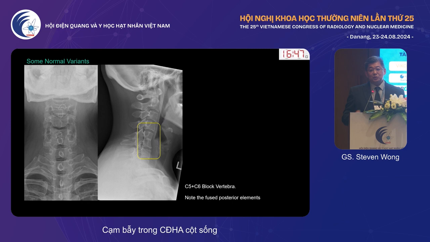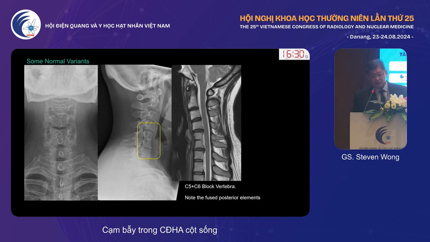Right, so there are a lot of normal variants. You have a C5-6 block vertebrae, and most important is you need to report the fused posterior elements. The neuroaxial foramen here is narrowed because of the fusion. But it's a congenital thing, and it's not an acquired problem. So it's very hard for the surgeon to do anything about it.